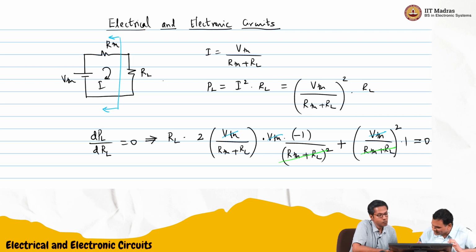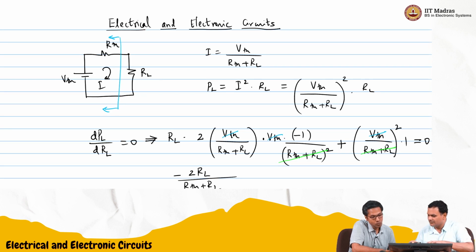Maybe I'll just write it like this: minus 2RL by RTH plus RL, that is the first term, plus 1 equal to 0. So then I'll take this term to the right hand side. So 2RL is RTH plus RL. So that means RL has to be RTH. That's interesting.